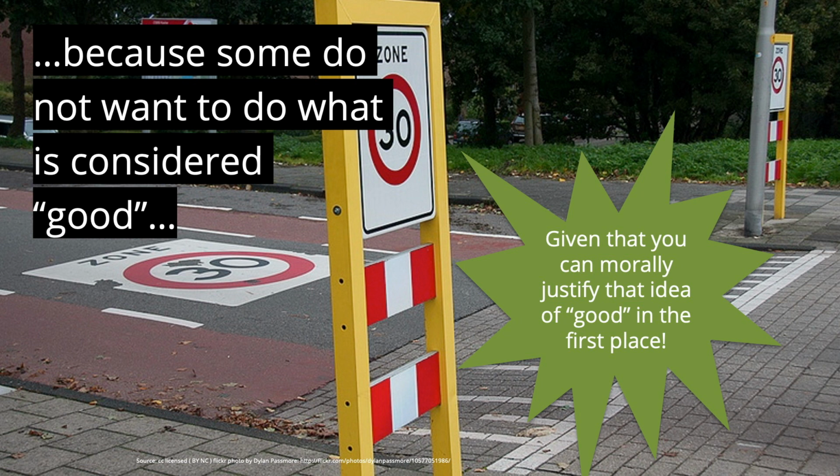Given that we can morally justify the idea of good that we want to design in the first place, it seems fairly acceptable to try and design behaviour in order to help people or to make people more safe. The example here is speed or traffic calming measures that try and reduce the speed of drivers through a built-up area, perhaps with children or with lots of people who live in the area. So the speed bumps, the signs, etc. are all designed to try and influence the behaviour.